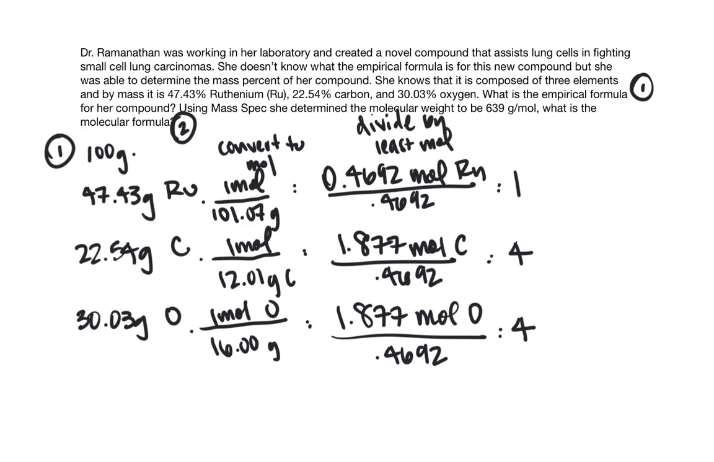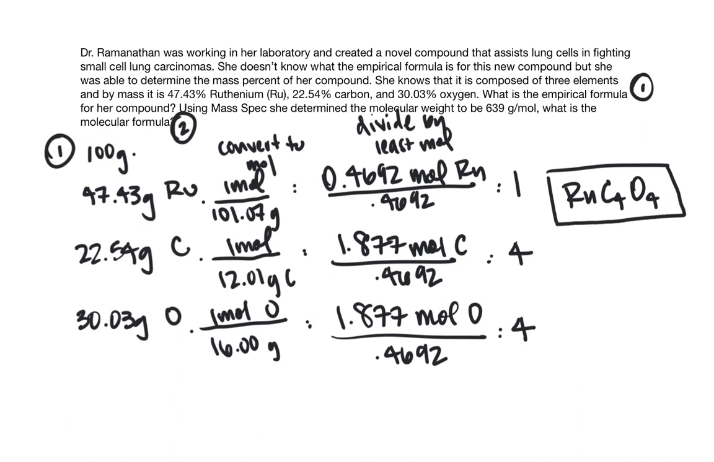So you might have been tempted to round up to the greatest whole number, but that wouldn't have given you the right mass percents. So in this case, you have ruthenium, carbon 4, oxygen 4. So this is the answer to part 1.